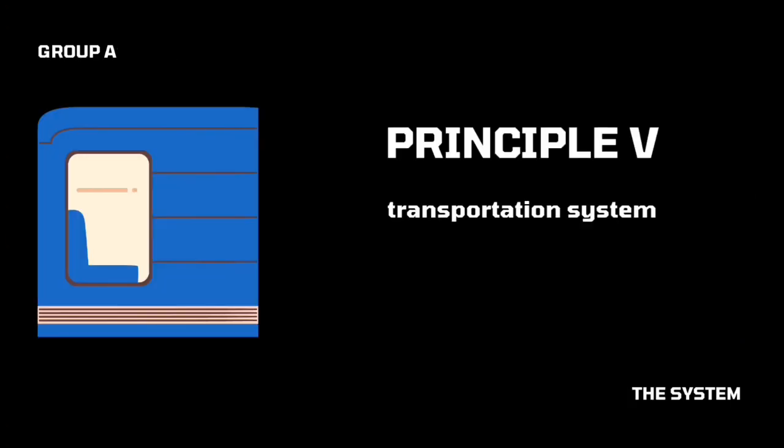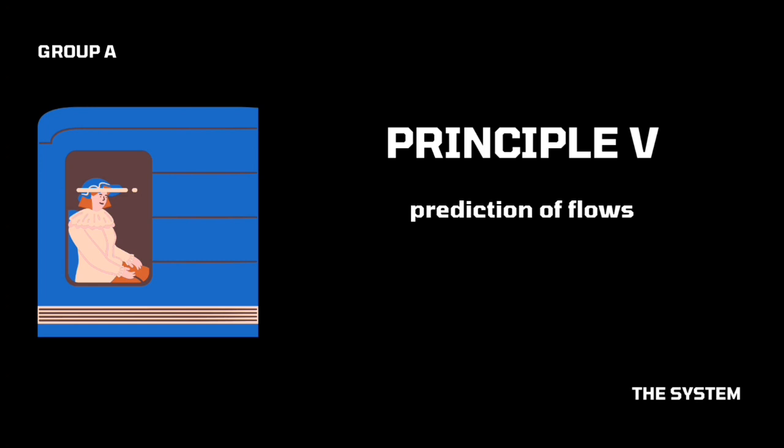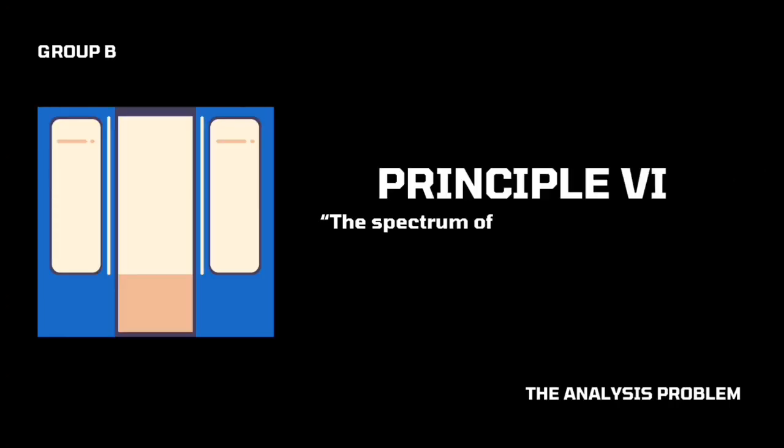The fifth principle says a transportation system is a particular form of market in which supply and demand reach equilibrium within the constraining channels of the transportation network. This principle is in parallel to the prediction of flows, which Matthew identified as the core of the transportation systems analysis. We now arrive to Group B, the analysis problem.